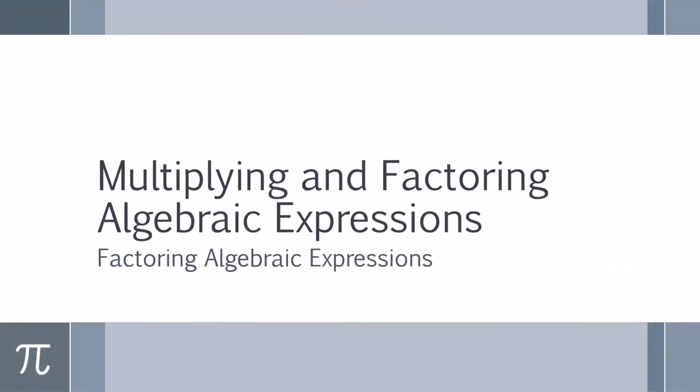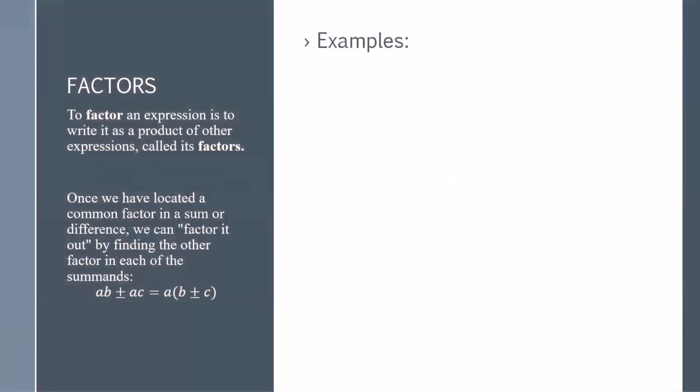Multiplying and factoring algebraic expressions: factoring. Factoring an expression is to write it as a product of other expressions called its factors. Once we have located a common factor in a sum or difference, we can factor it out by finding the other factor in each of the summands. For example, a times b plus or minus a times c both have a common factor of a. So we factor that out to become a times (b plus or minus c).